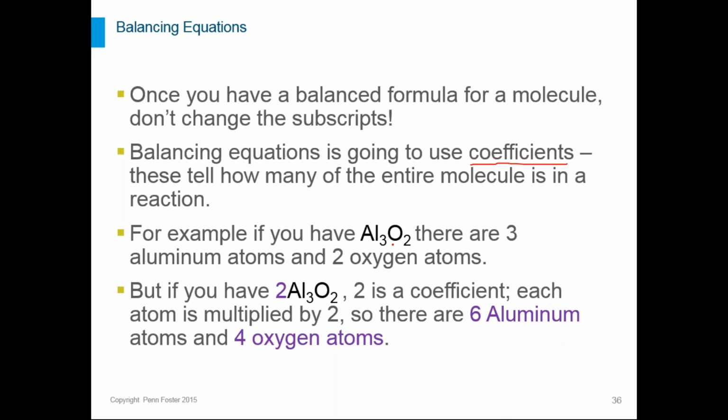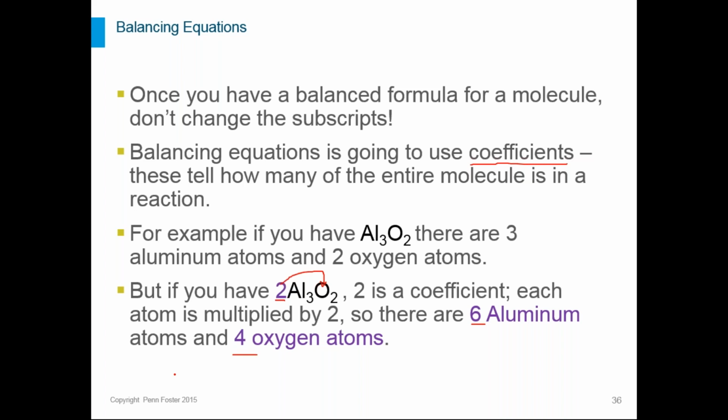So for example, if you have aluminum oxide with aluminum 3, oxygen 2, there's 3 aluminum atoms and 2 oxygen atoms. So again, you can't change that proportion. So if you need more oxygens or you need more aluminums, you have to use a coefficient. So if you put a 2 in front of Al3O2, that's called a coefficient, and that's going to multiply everything in this formula by 2. So now we have 2 aluminum oxide, so you have 2 Al3, so that tells us there's 2 of whatever's here. So you've got 3 aluminums times 2, it's going to give us 6 total aluminums. And you've got 2 oxygen 2s, so 2 times 2 gives you 4 oxygen atoms. Okay, so knowing this is going to help you figure out how to balance equations.